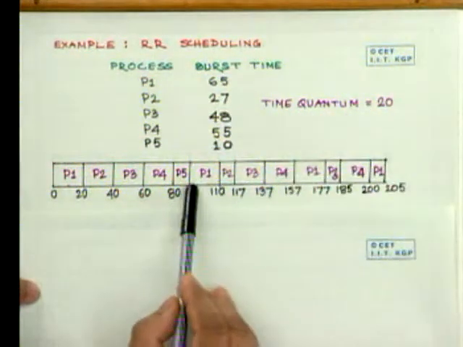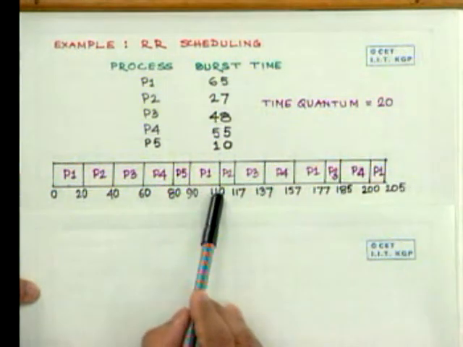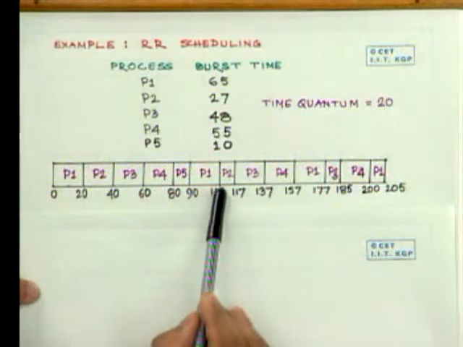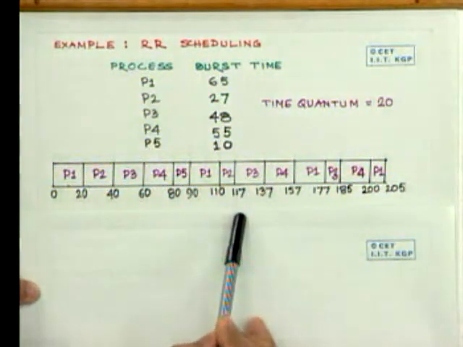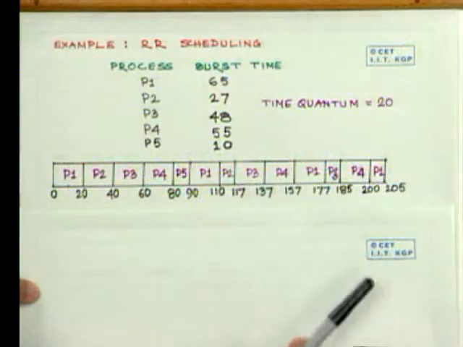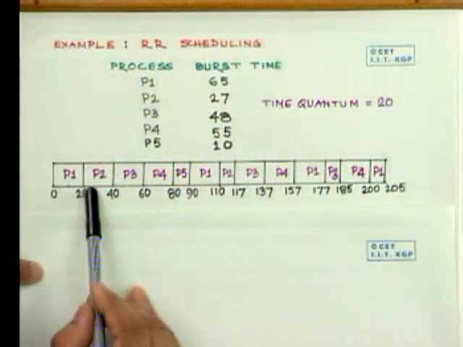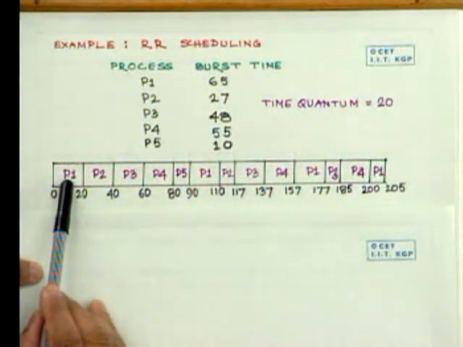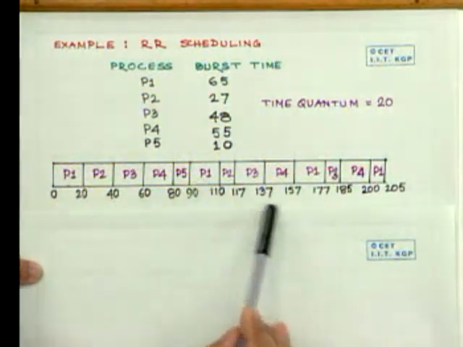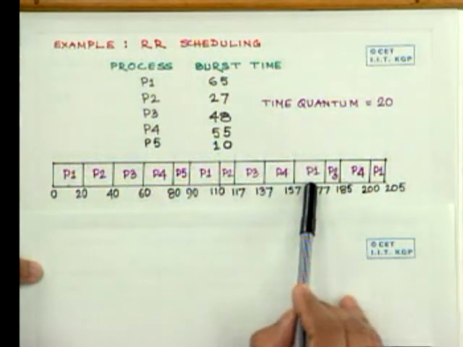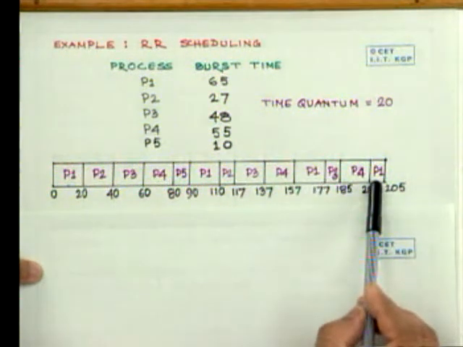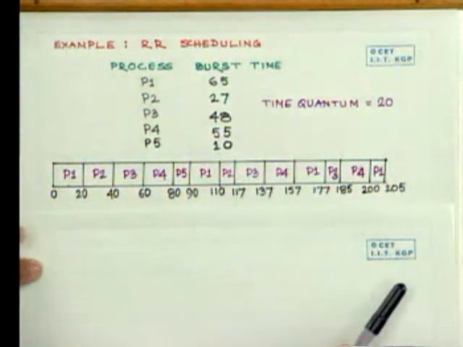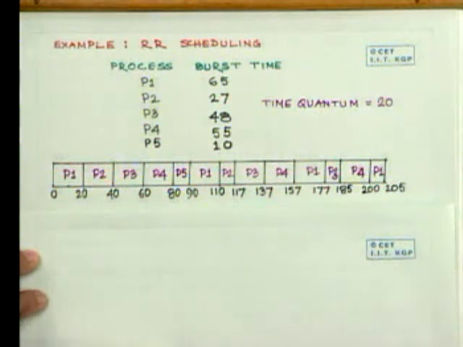Here P1 gets the CPU for 20 milliseconds once more. Then P2 gets the CPU and its remaining time, 7 milliseconds, is exhausted, and P2 possibly goes to the I/O wait state, and P3 gets the CPU. This way the entire scheduling goes on. You see that P1 completes by getting CPU time first here, then here, then here, 60 milliseconds, and then the remaining 5 milliseconds at the end, and P1 goes either to the I/O wait state or the exit state at this point. This is round robin scheduling.